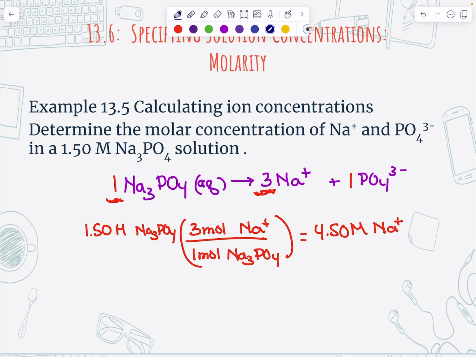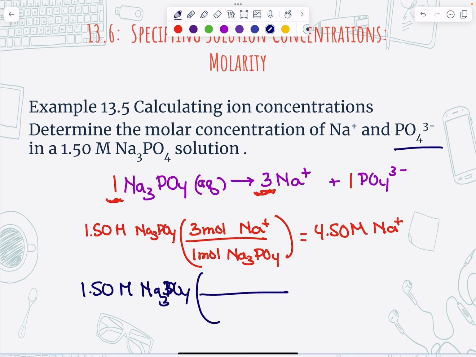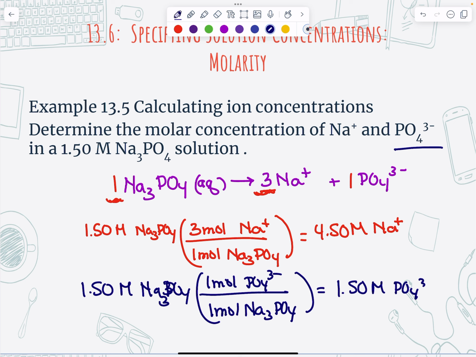How many moles of the PO4 3- ion? Well, if I start out with 1.5 molarity sodium phosphate, Na3PO4, according to the coefficients from the balanced chemical equation, 1 mole of Na3PO4 will just make 1 mole of phosphate. So this would still be 1.50 molarity of that phosphate ion.